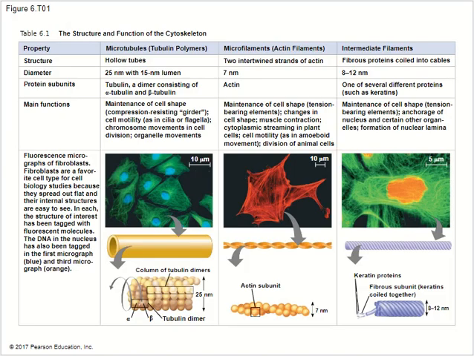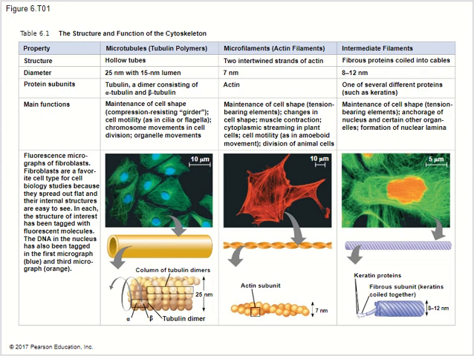Looking at a different structure, microtubules are hollow. Microfilaments, or actin filaments, have 2 intertwined strands of actin. Intermediate filaments are fibrous proteins coiled in cables. As far as the main functions, microtubules, or tubulin polymers, maintain the cell shape. They add compression-resisting girders essentially to the cell, allowing it to keep its shape.